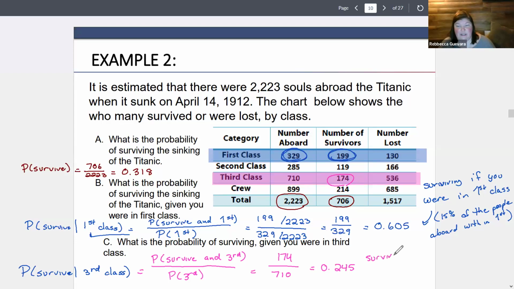So this is surviving if you were in third class. And once again, what percentage of the total is this? Like you see, there's almost twice as many people in third class. Sorry, I got the wrong number here. So we have roughly about 32% of the people in third class.